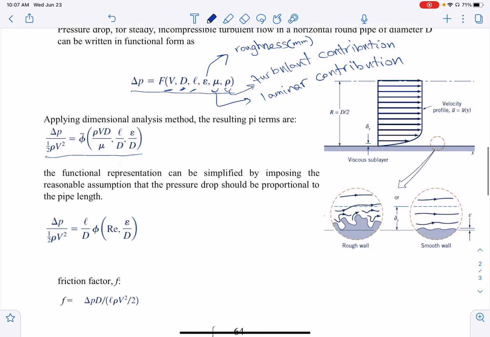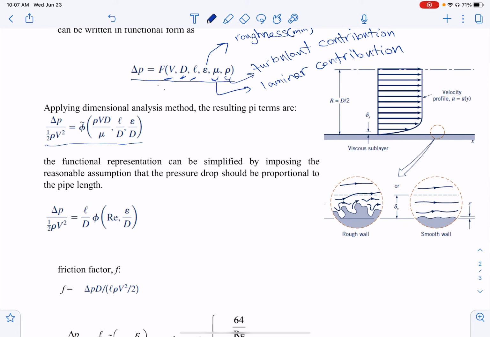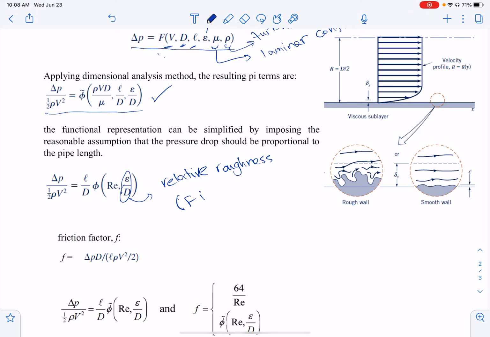Let's see what we have here. Now, by using these variables right here and considering the dimensional analysis, these are the pi terms that we get, right? So this one, we call relative roughness. And if we look at figure 8.19, I think, then you can see the value for it.